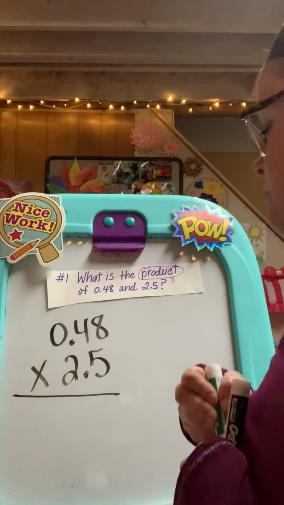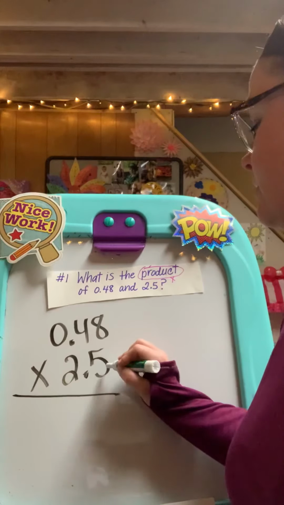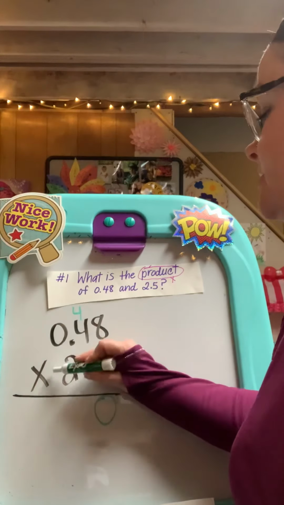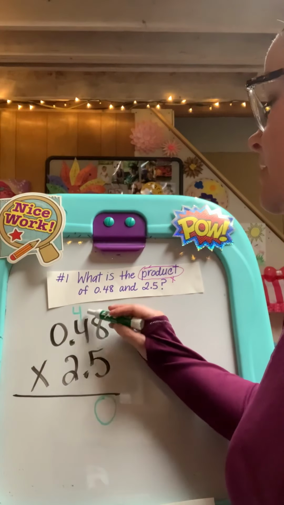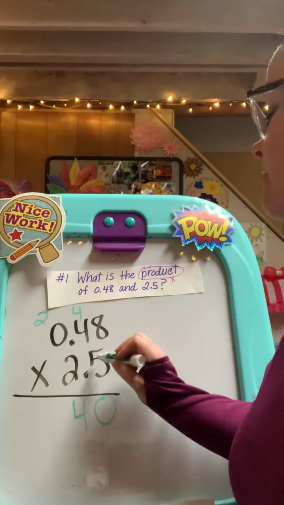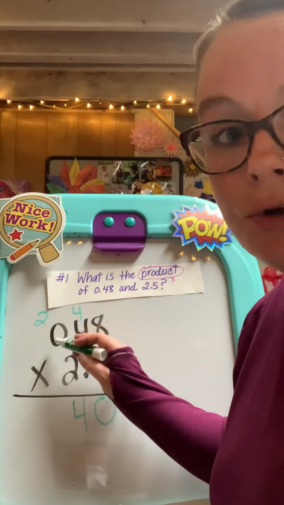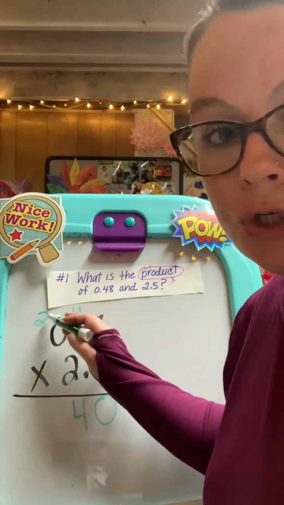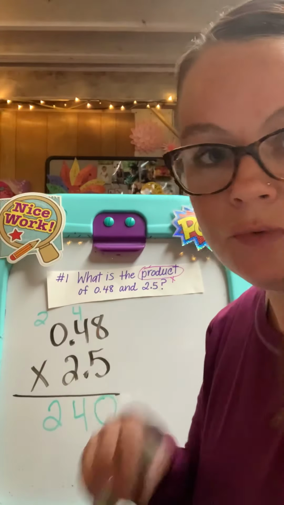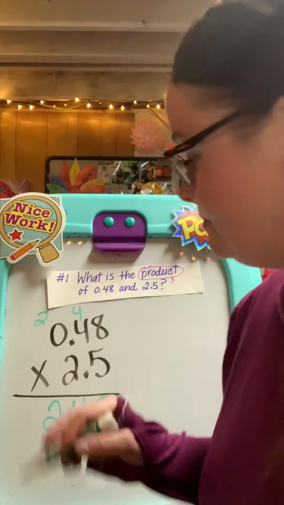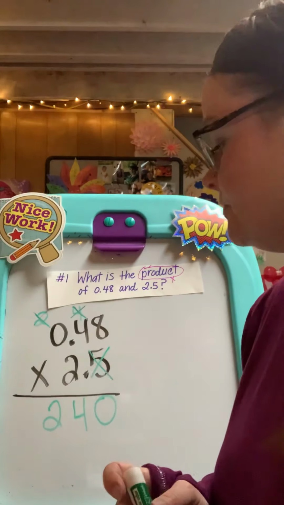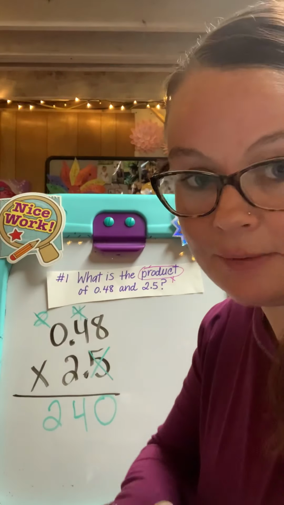All right, so let's start with the 5 here. 5 times 8 is 40. 5 times 4 is 20, plus the 4 that I regrouped is 24. 5 times 0 is 0, but don't forget to add the 2. So remember, once we use it, we're going to cross it out and get rid of it. I use the 5, 4, and the 2. That way I don't get confused as I move on.